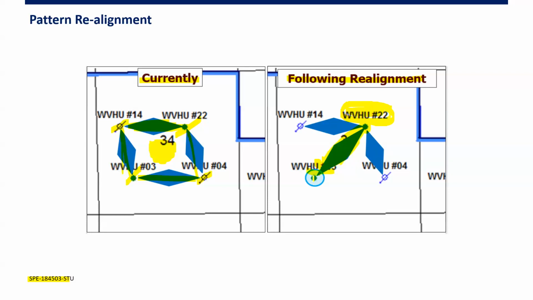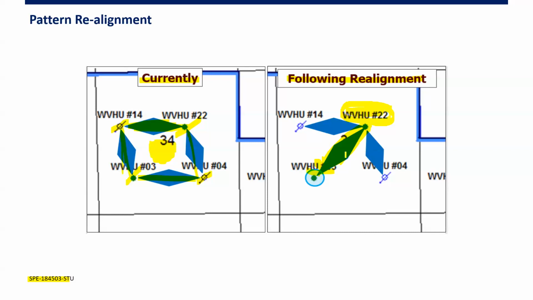Okay, basically you can convert either producer 22 or producer 3 into injector, only one of them. And you expect that the new injector that has been converted from producer will inject water that will push, that will sweep the bypassed undrained oil at the middle towards the closest producer. Okay, so that's basically a very simple logic that can be very effective in pattern realignment. Okay, so I hope that's clear.